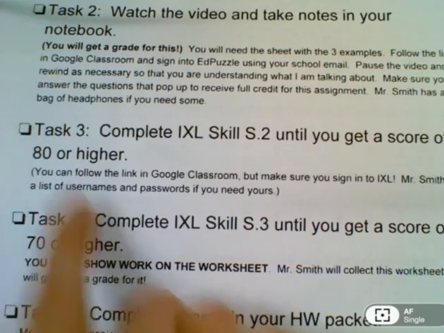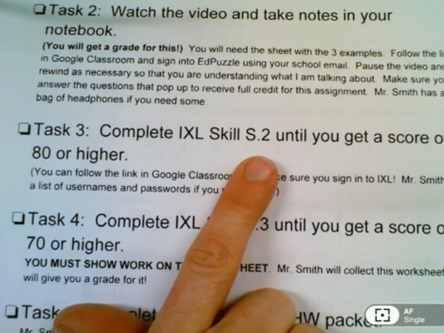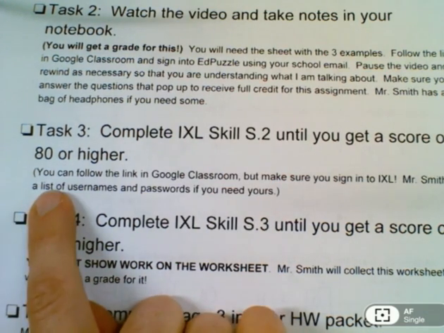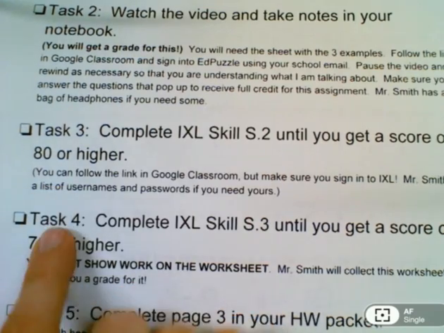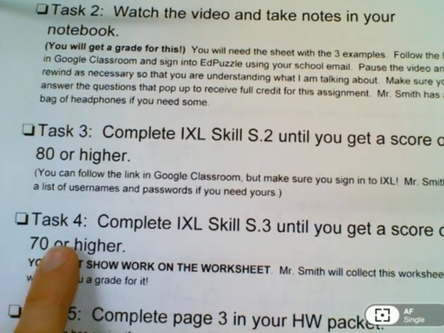For the rest of class, task 3 is to do S2. It's really important that you work on this first, S2. It's just finding slope of graphs. You need a score of 80 or higher. Once you're done with that, you'll move on to S3. So that's task 4, S3 until you get 70 or higher.